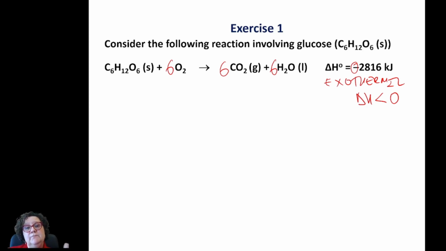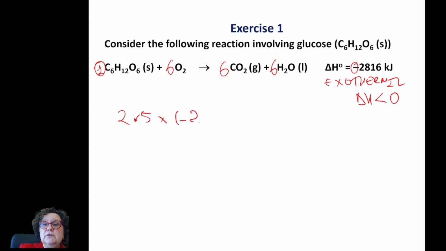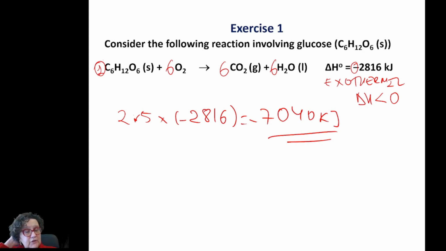So what the question is telling me is that if I have 1 mole of glucose, so if I don't have a coefficient here, it means I have a 1, it has an enthalpy of reaction of minus 2,816. If instead of having 1 mole, I have 2.5 moles, I will release 2.5 times that value, which is, assuming I haven't got it wrong with my calculator, around minus 7,000 joules. So this is how much energy would be, in this case, released, because it's an exothermic reaction, when 2.5 moles of glucose react with oxygen.